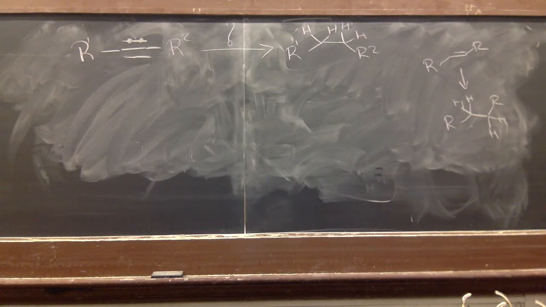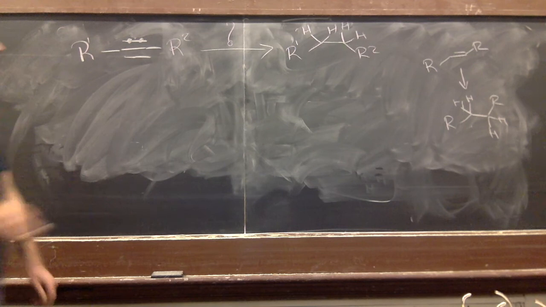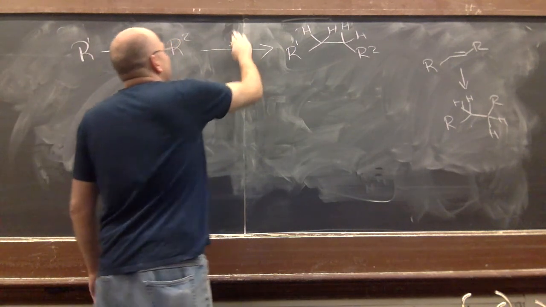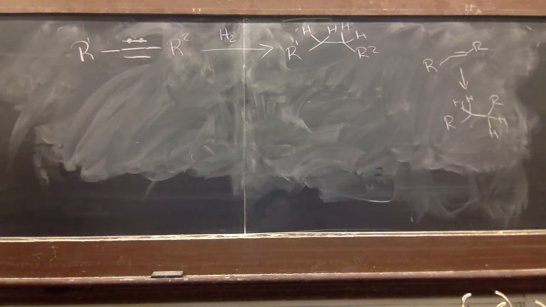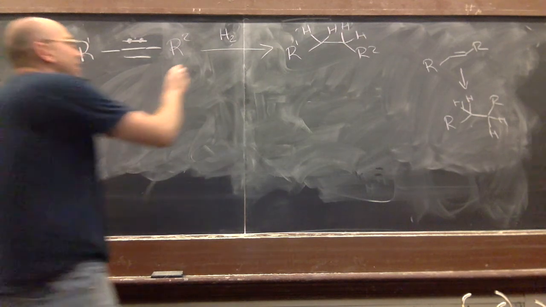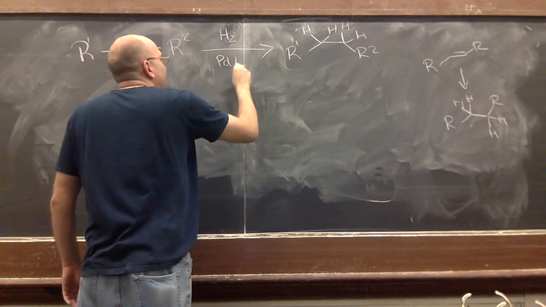The metal doesn't have 2 hydrogens. What does have 2 hydrogens? Hydrogen. H2 has 2 hydrogens. So we need hydrogen gas and a metal. What we learned with alkenes is that there's a whole bunch of metals, but the go-to metal that people often describe is palladium on carbon. This is kind of the classic reducing agent.